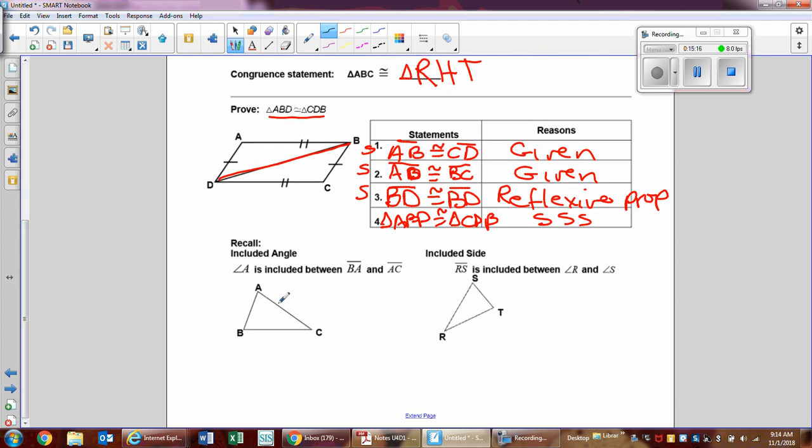All right, so one thing we need to do is to recall if A is included between B, A, and AC. So angle A is being created by AB here, right? And AC here. That's what included means, right? And the line RS is between the two angles, between R and S. And this is something we did in the day 2 video, okay?